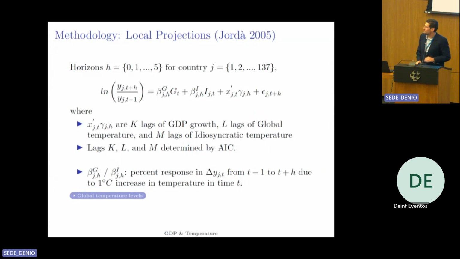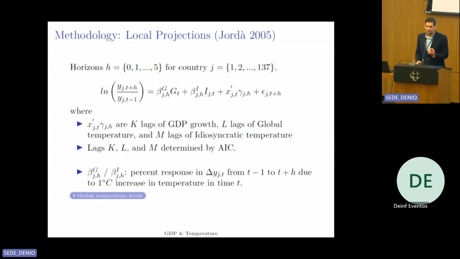We're going to regress the percentage point change in GDP from some time t minus 1 at different horizons for each country. And we're going to regress this on global temperature, idiosyncratic temperature, and some controls. Some of the controls are lags in GDP growth and lags in temperature. What we're interested in here are these beta coefficients, this beta G and the beta I's.